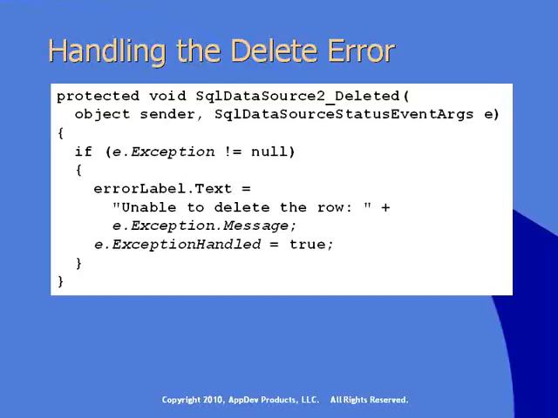If the exception wasn't null, then we'll set the text of an error label on the page to be "Unable to delete the row" plus e.Exception.Message, which will tell us what went wrong. It's not real attractive, but it's something. And then we must set the e.ExceptionHandled property to be true. So we indicate to ASP.NET that we've handled the error and it doesn't need to do anything.